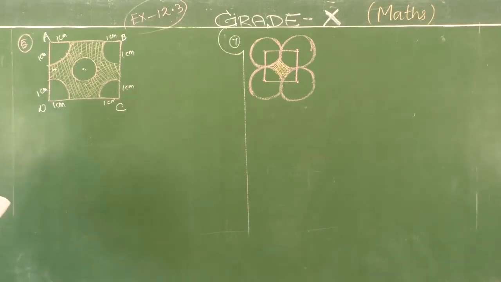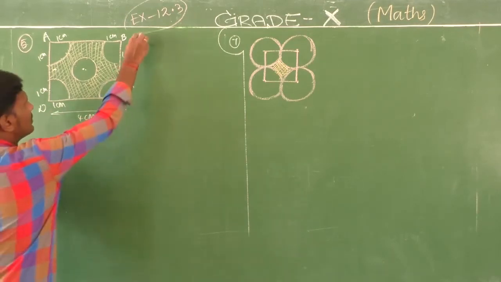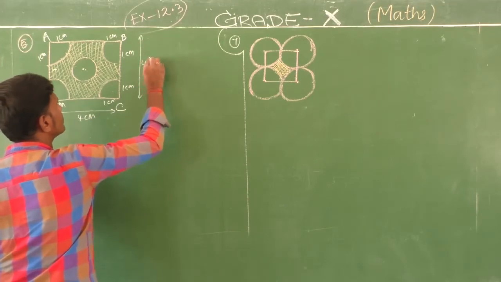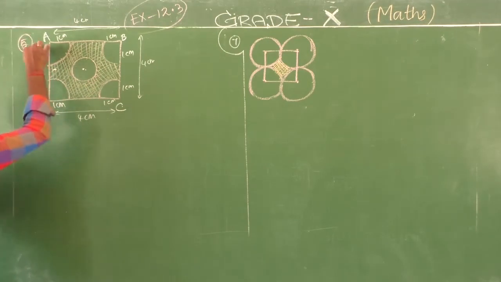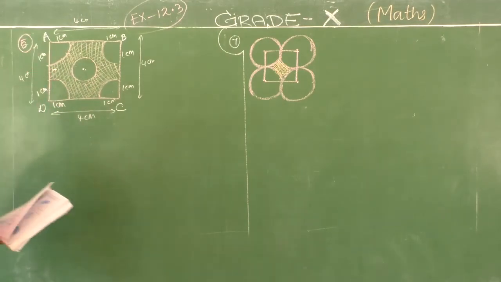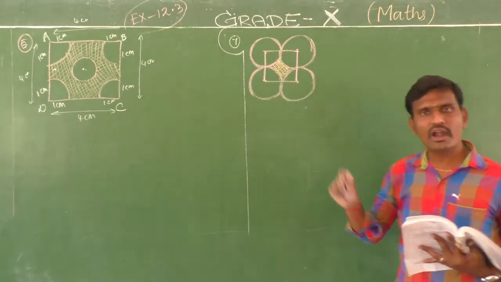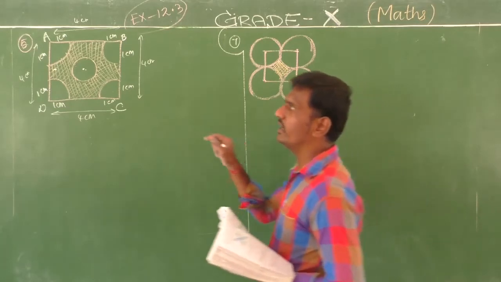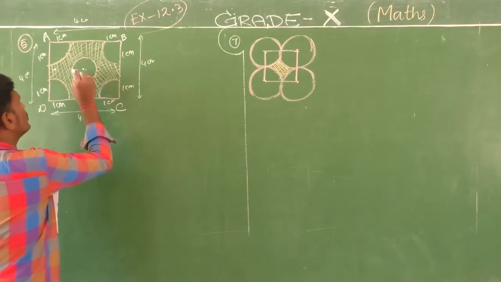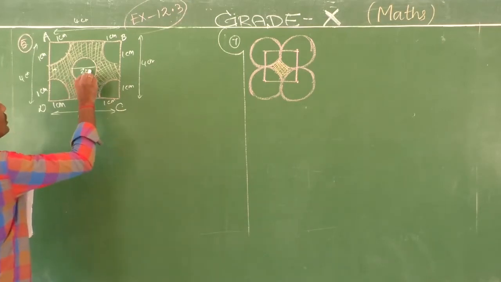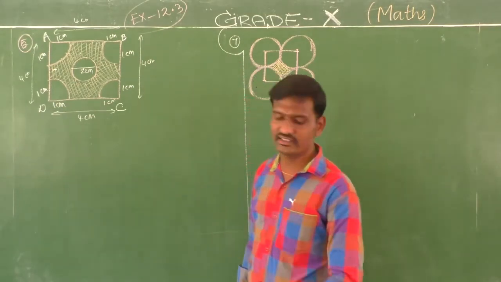And the side of the square is 4 centimeter, like this. Now we are going to cut each corner of the square in one quadrant, and in the middle of the square we are also going to cut one circle having diameter equal to 2 centimeter. Now what is the area of the remaining portion?